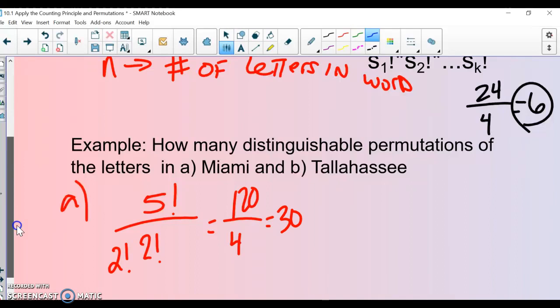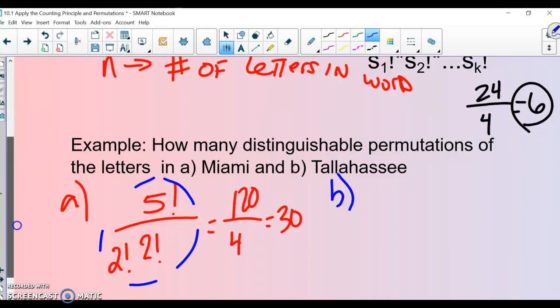Our answer for B is going to be a little bit more complicated. Just so you guys know, I've told you guys about the permutations button on your calculator as well as the factorial button on your calculator. There isn't an option for permutations with repetition on your calculator. You just have to kind of type something like this into your calculator.